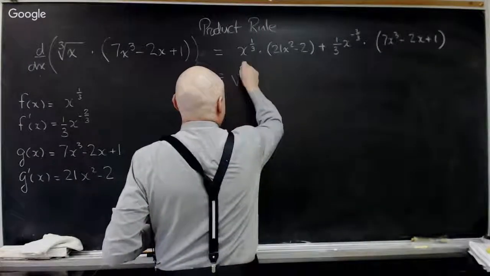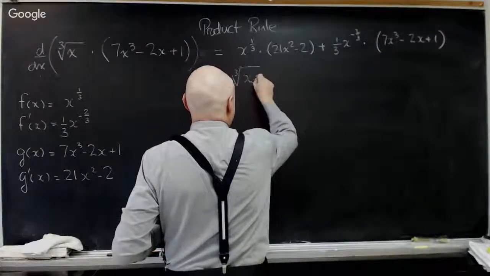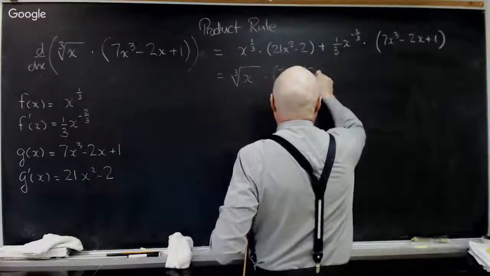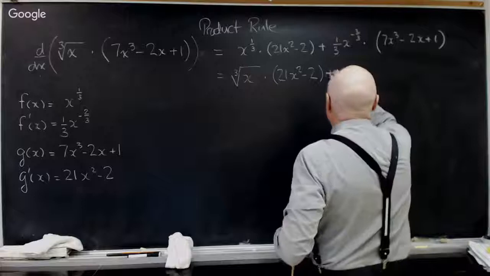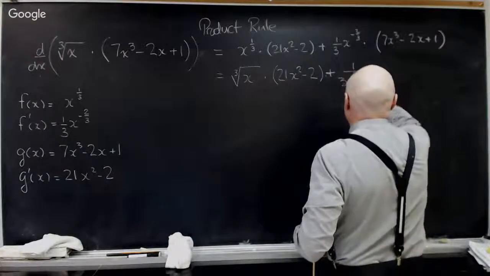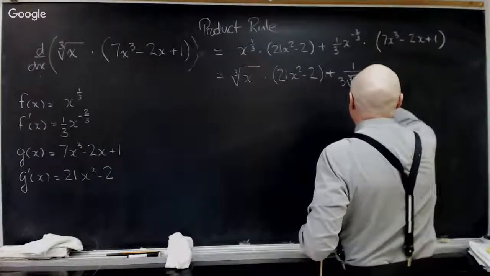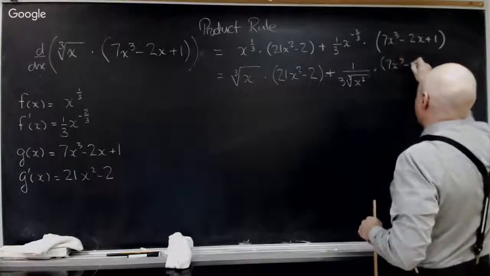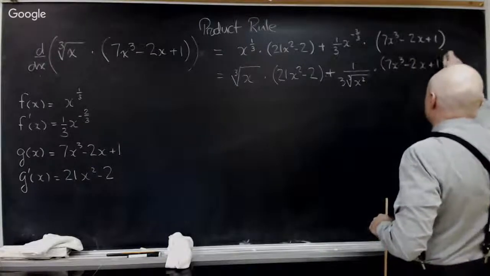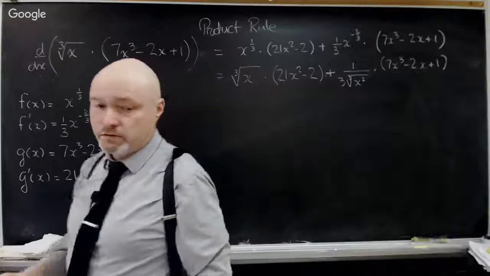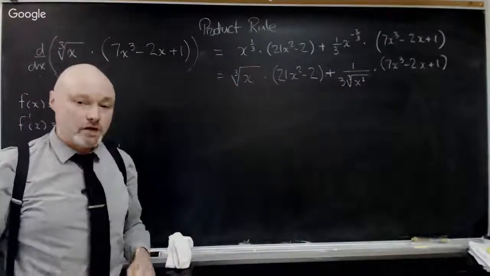We could tidy it up a little bit if you like the radical notation. We can just put that in. And at this point, we aren't actually going to do any expansion or simplification. All right, so there we go. So we've had 2 examples of using the product rule.